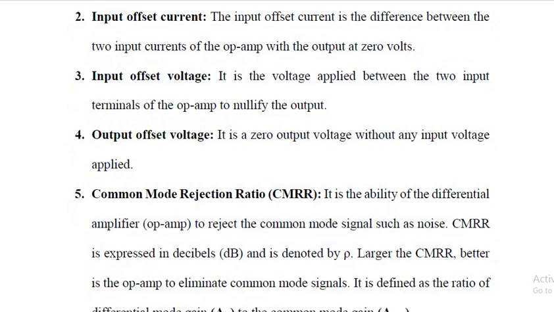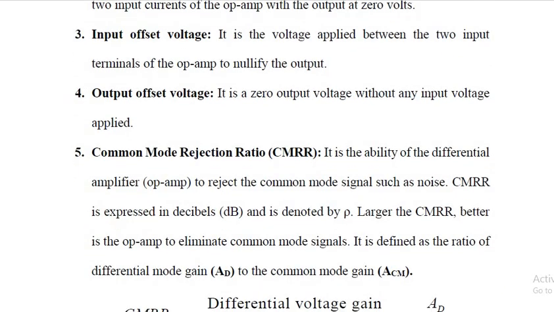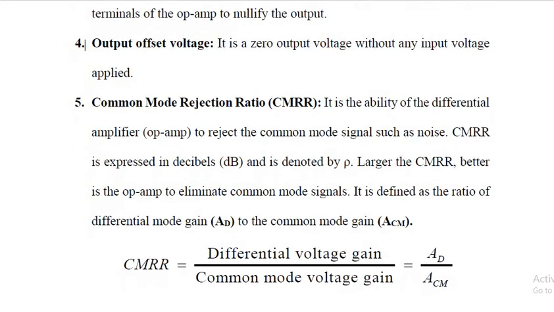Next, output offset voltage. It is the 0 output voltage without any input voltage applied. Okay, it is the 0 output voltage without any input voltage.